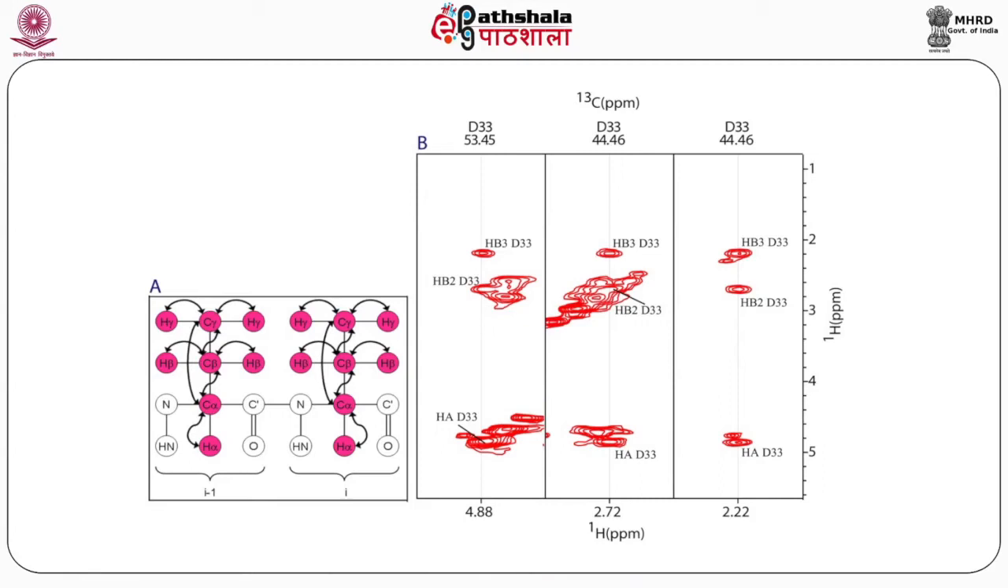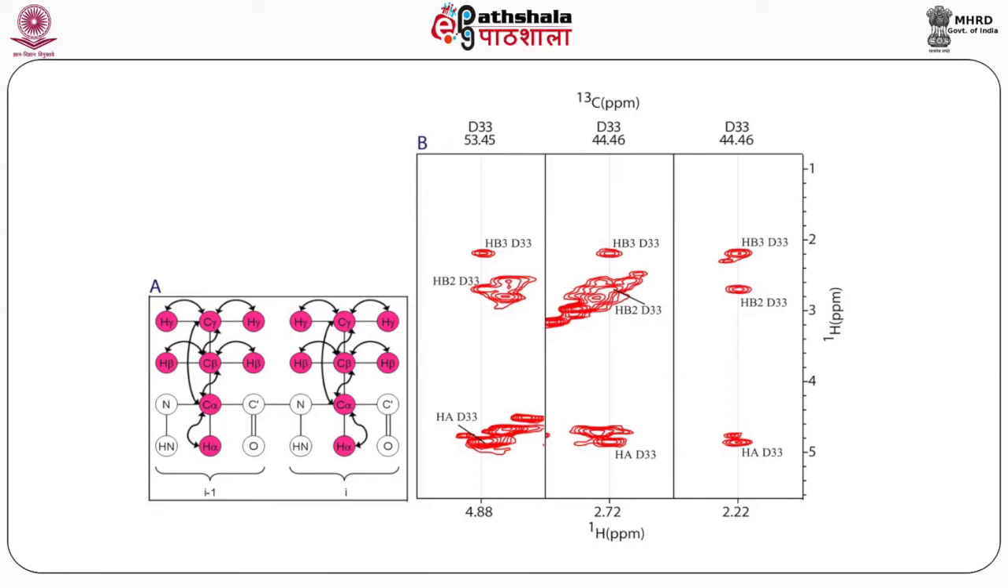Now, in the next strip, it is a bit crowded, but in the center we see C beta linked to H beta, and this is what forms the diagonal, and then this diagonal has two cross peaks, HB3 of D33 and HA of D33. In the right strip, the diagonal is formed by C beta and HB3, which is right at the top, and then this shows cross peaks with HB2 D33 and HA D33.